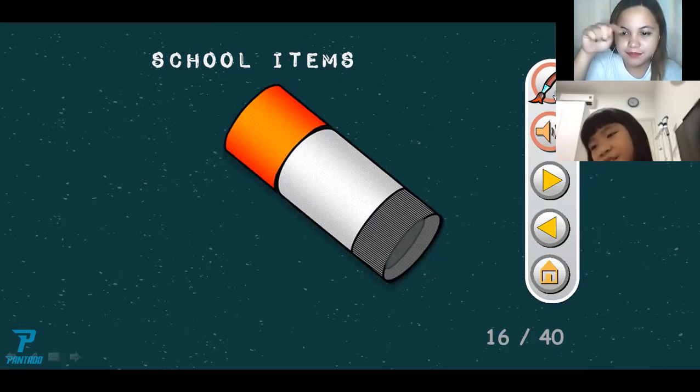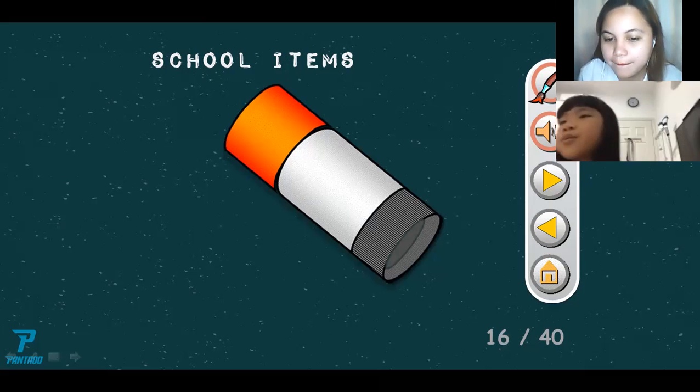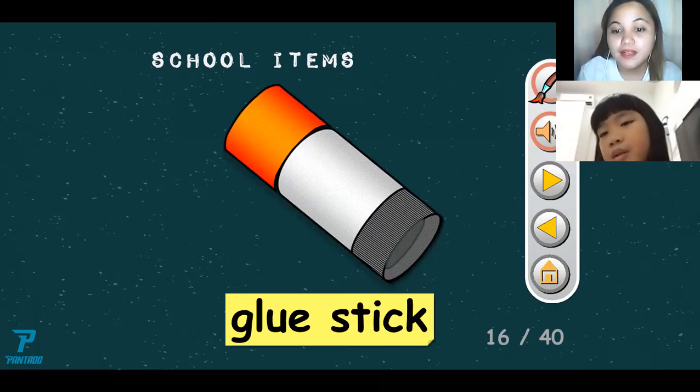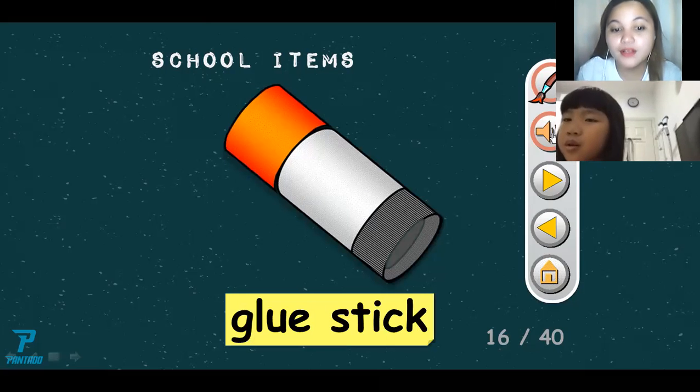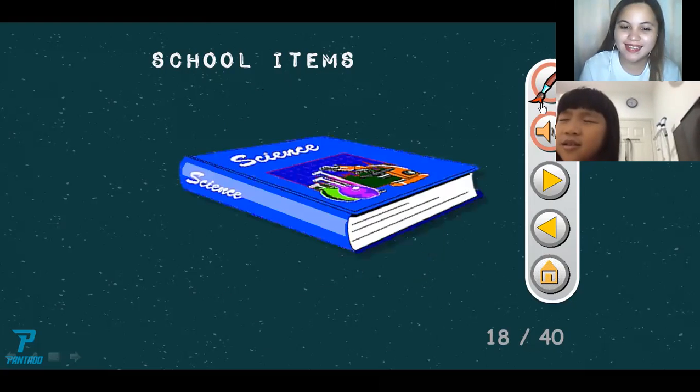Letter G. I don't know. Oh. Glue. Glue stick. Can you say it? Glue stick. Yes. Next one. Oh, what's this?